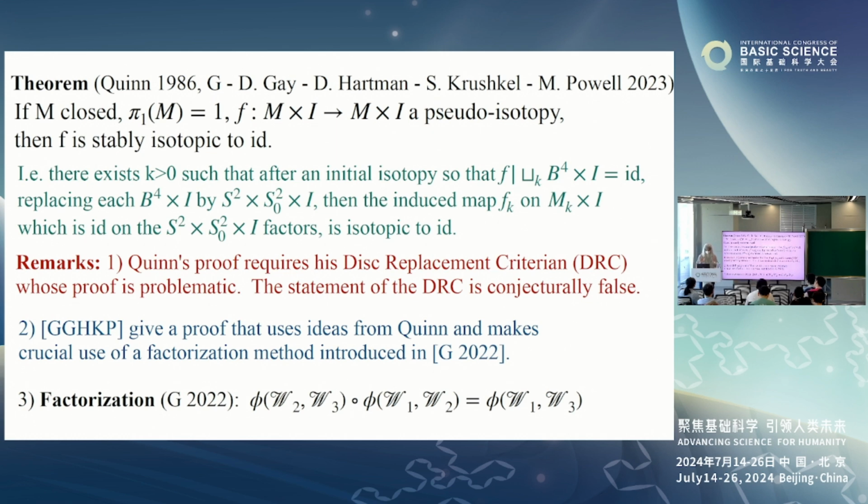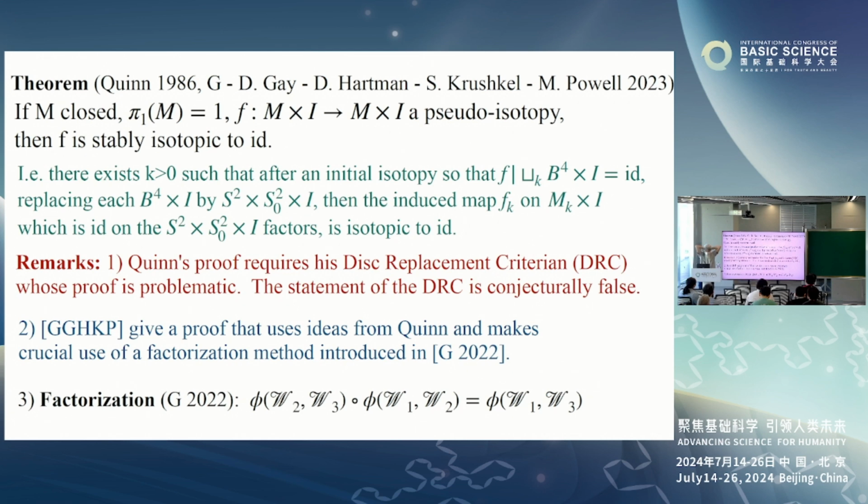So I mean, it's a beautiful theorem, but it suffers from the problem that a crucial lemma in the proof is simply problematic. And in fact, this crucial lemma, which is known as the disk replacement criterion, is probably false. I'd conjecture it's false. However, the good news is that we have this 5-person paper, myself, Dave Gay, Daniel Hartman, Slava Krushko, Mark Powell, that we can somehow fix Quinn's proof.